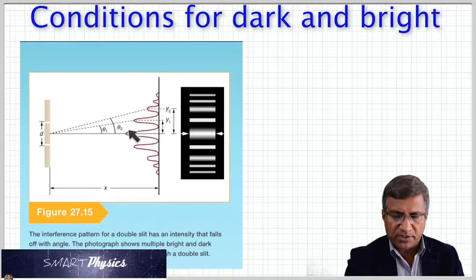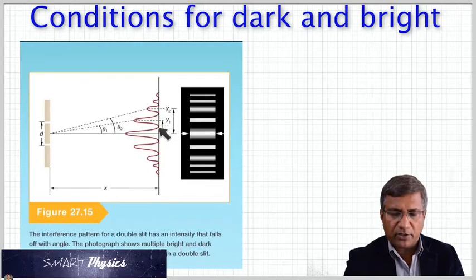So for this central maximum, m is equal to 0. For the next maximum, m is equal to 1. M is equal to 2, and on the other side m is equal to negative 1, m is equal to negative 2. But when it comes to the dark one, the first one, m is equal to 0 in the formula. So here there's a difference.